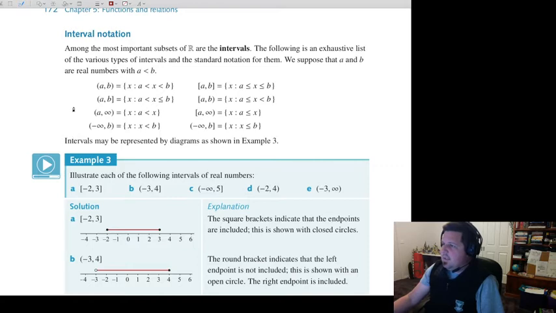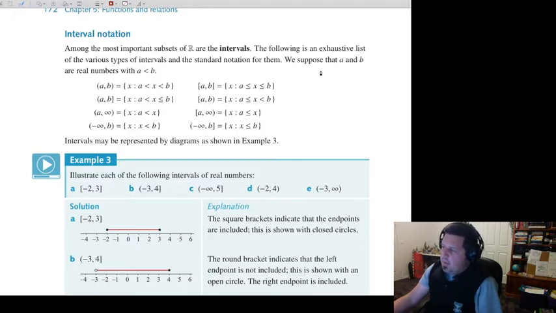It says among the most important subsets of R, all real numbers, are intervals. The following is an exhaustive list of the various types of intervals and the standard notation for them. We suppose that A and B are real numbers, with A being less than B. So if you had to describe some numbers that were in between A and B, notice what you need to know is this is the lower value and this is the upper value over here on the right.